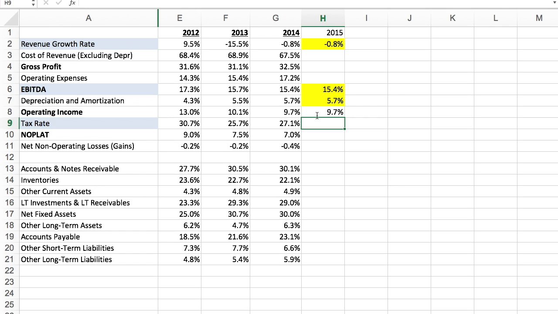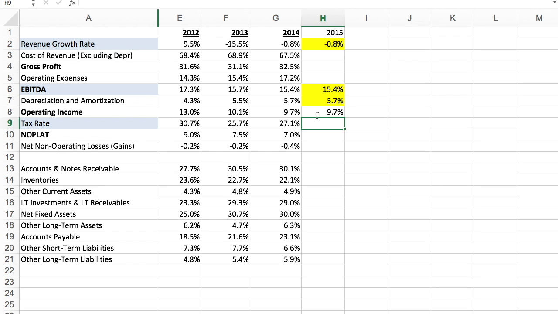Now, we could have made a different choice. We could have said, we'll forecast operating income, we'll forecast EBITDA, and we'll solve for the DA. All right? But I'm doing it the different way. I'm saying we're going to forecast EBITDA, forecast the depreciation, and then we're going to solve for the operating income. Bear with me? Okay. Next, tax rate.